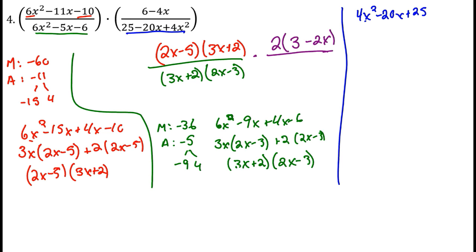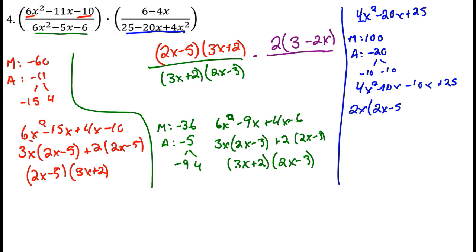Well, this is a trinomial with a leading coefficient that's not 1, so what multiplies to a times c, what multiplies to 100, that adds to negative 20? Well, negative 10 and negative 10 do. So I have 4x squared minus 10x minus 10x plus 25. From the first two terms, I can factor out a 2x minus 5. From these two terms, I'm going to factor out a negative 5, and I'm going to be left with 2x minus 5, so that I can group. So I get 2x minus 5 times 2x minus 5.